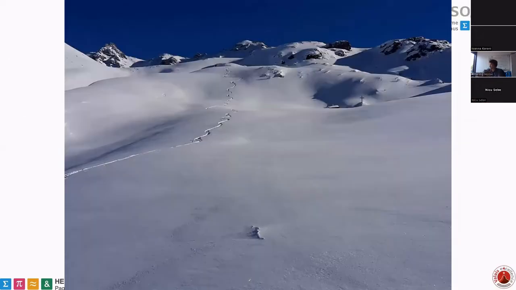So this is a picture close by. Currently, we don't have that much snow, but these are my traces in the snow. And I wanted to tell you a little bit of a story about some of the challenges that we have. And I hope that I got your interest in this. Now I'm open for questions.